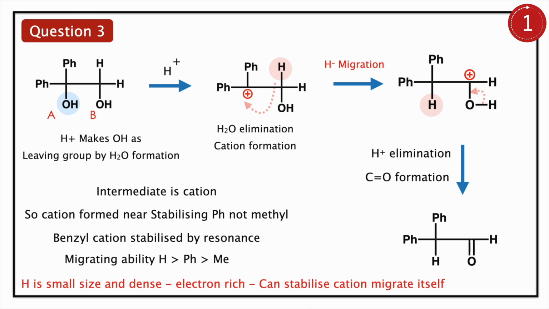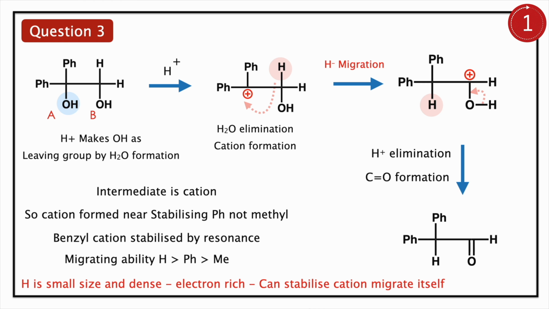Further, the migrating ability of hydrogen is better than phenyl, so no confusion. So the cation formed near the stabilizing phenyl group. Then the migrating ability of hydride is better, so it migrates. The cation is formed near the alcohol. Then the cation is quenched as a carbonyl by hydrogen elimination.